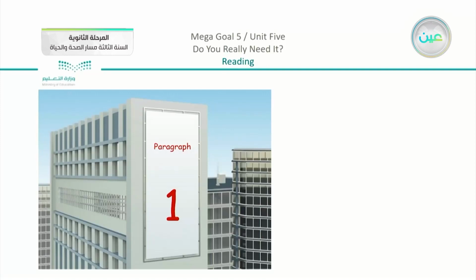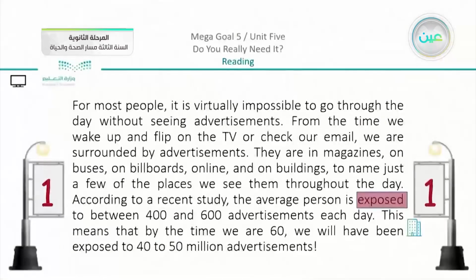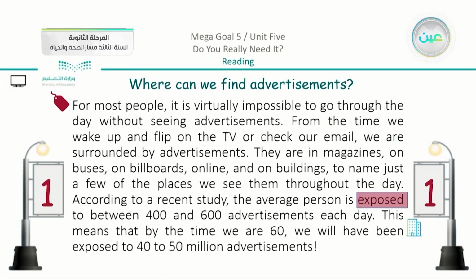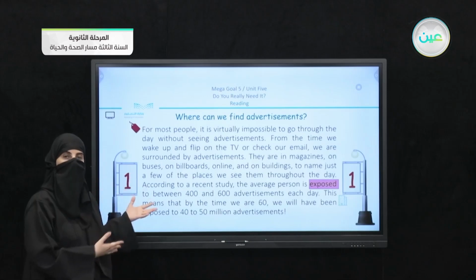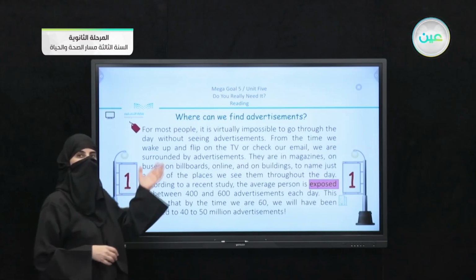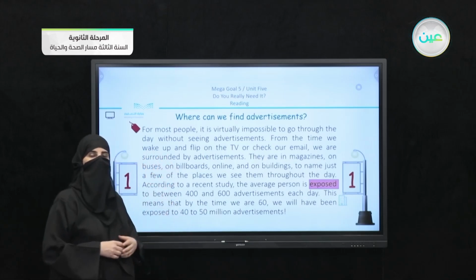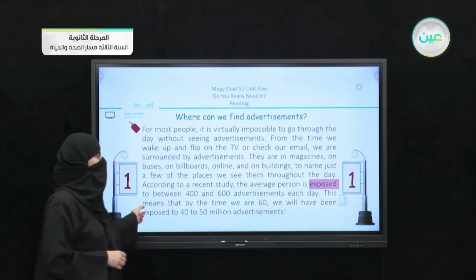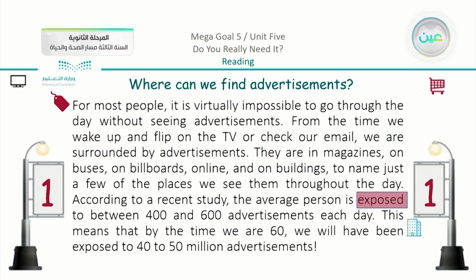Now we're going to start with paragraph number 1. As I told you, you are going to see what the main idea and the main topic of the paragraph is. You can find the main idea at the very beginning or even at the end. We have also the question, where can we find advertisements? So start searching. We have the question, where can we find advertisements?